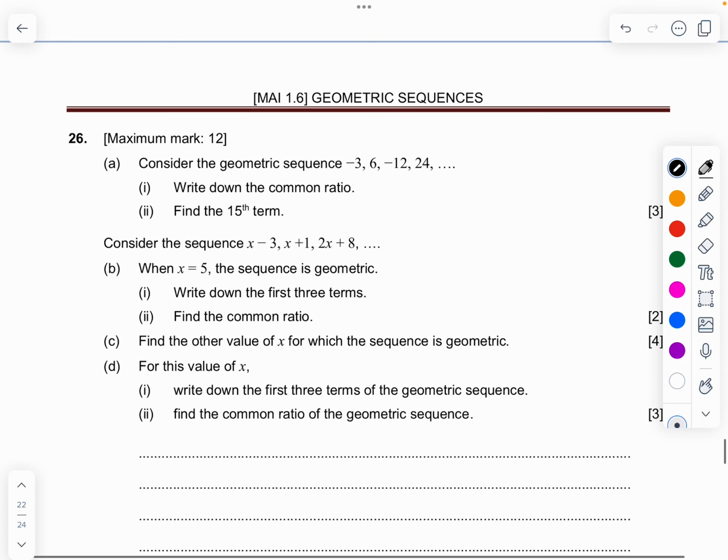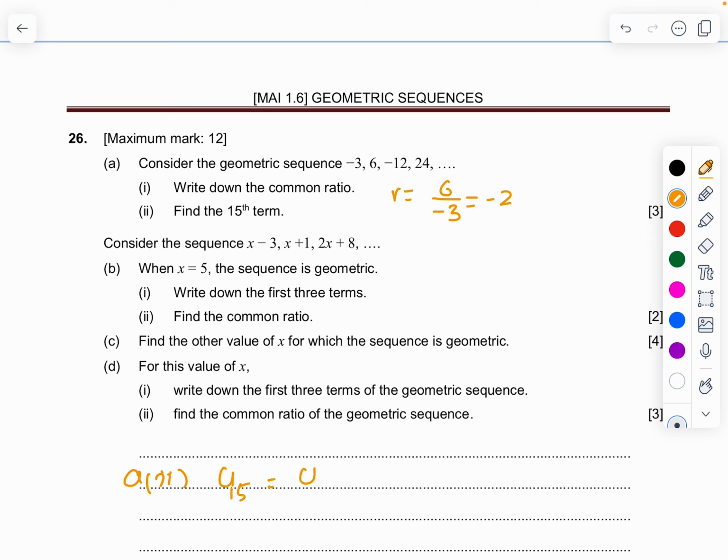Next, question number 26. Consider the geometric sequence, find the common ratio. So common ratio is just U2 upon U1, 6 divided by -3, which is -2. Find the 15th term. 15th term is U1 times R to the power of 14, which is -3 times -2 to the power of 14, which is 49152.